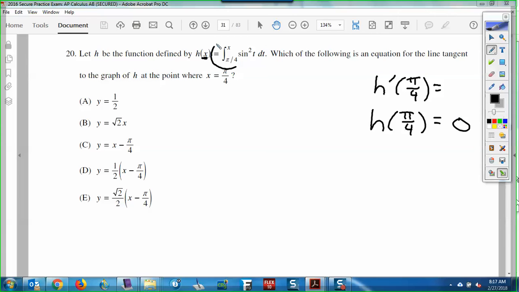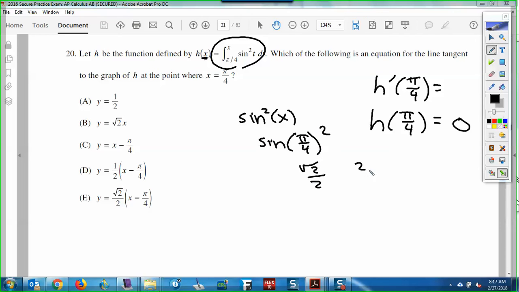What's h prime? Oh, we have to do the derivative of this. What's the derivative of that? Sine squared x, right? Not sine squared t, but sine squared x. The derivative of the antiderivative, they cancel each other out. Well, that's just sine squared x. Now we plug in pi fourths. Remember, that's sine of pi fourths, and then all squared. Well, sine of pi fourths is root 2 over 2. Square that, you get 2 fourths, or 1/2. 1/2. Now we've got it.